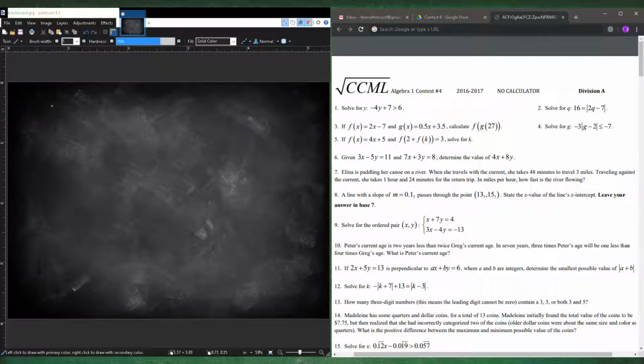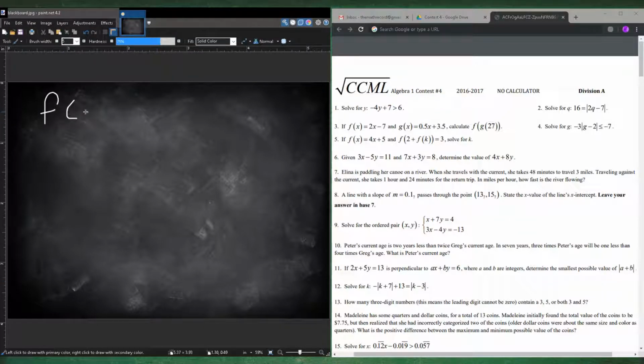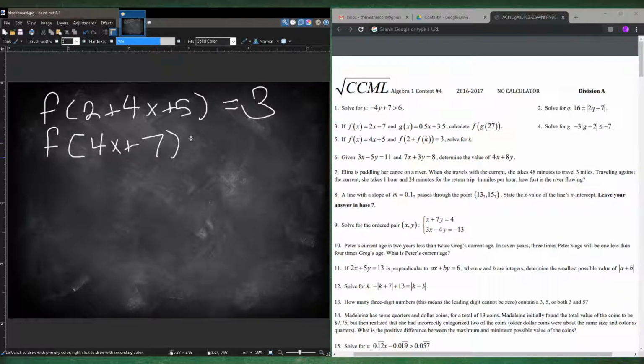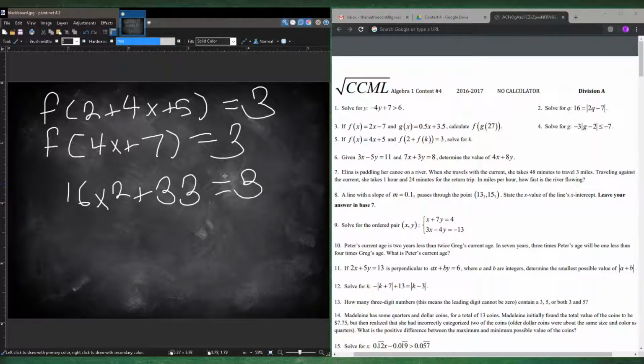So let's just plug this in. So you have f of 2 plus f of k. You already have f of x, so 4x plus 5 is equal to 3. So that's f of 4x plus 7 is equal to 3. And you plug in 4x plus 7 into f of x. So you get 16x squared plus 28 plus 33 is equal to 3.